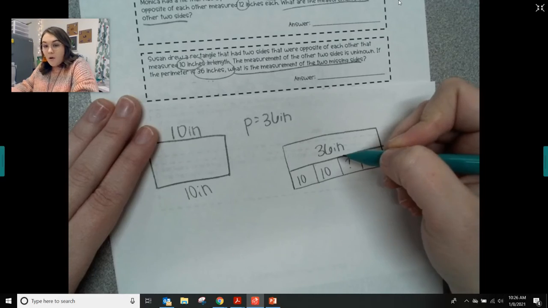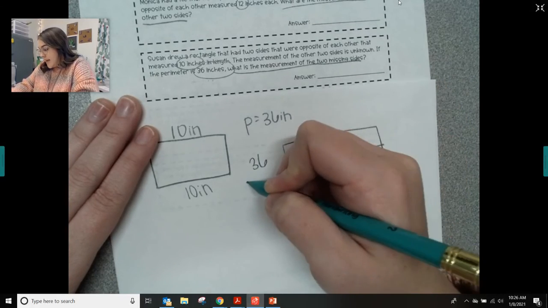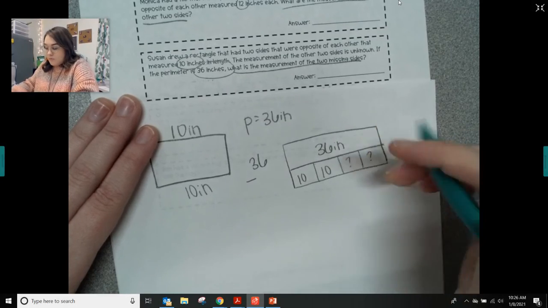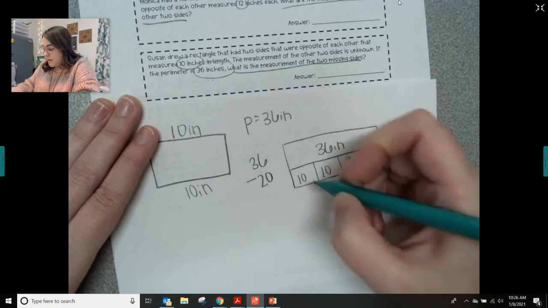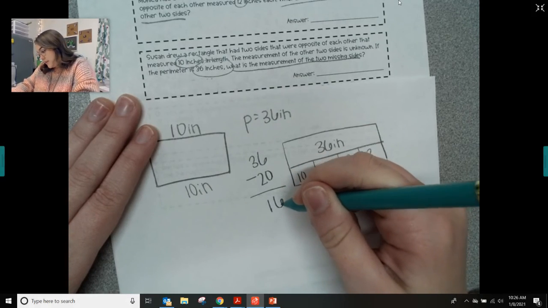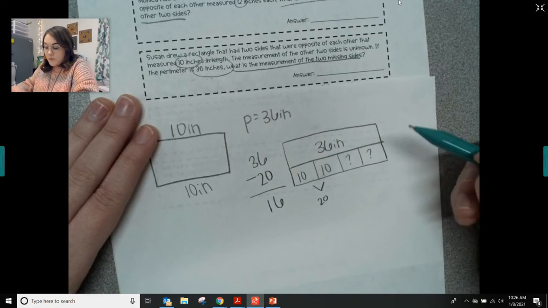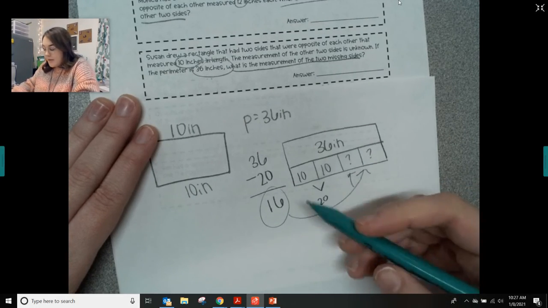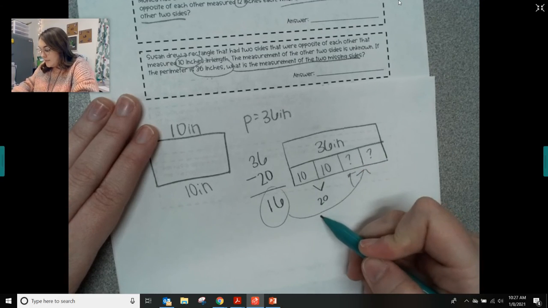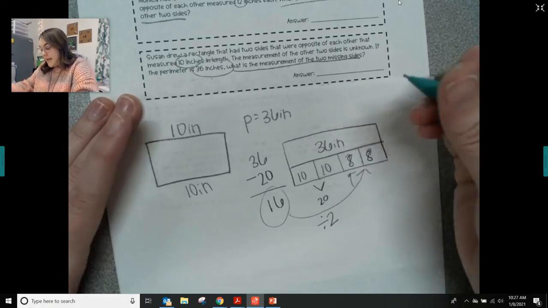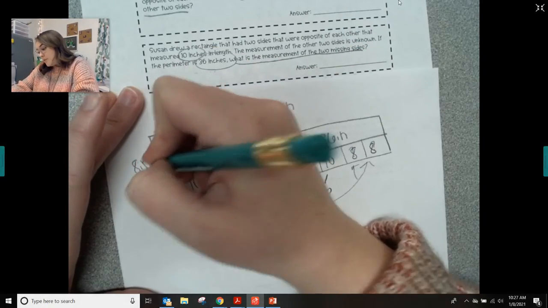So I'm going to take my whole, 36, and subtract those 2 sides from it to get these 2. So 36 minus 20, because that's what 10 plus 10 is, is 16. So now 16 is the measurement of both of those sides. So I've got to break it up into 2 parts by dividing by 2. And that will give me 8 inches as both of the sides.